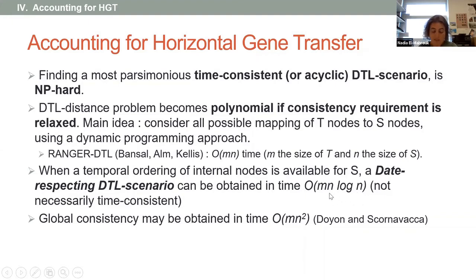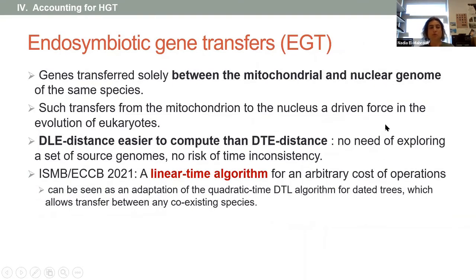Notice that even a date-respecting DTL scenario is not necessarily time consistent, as a scenario may be locally consistent, but globally inconsistent. Now, global consistency may be obtained by subdividing the species tree into slices and exploring slices one after the other, and this can be done in time O(m n squared), where m is the size of the gene tree and n is the size of the species tree.